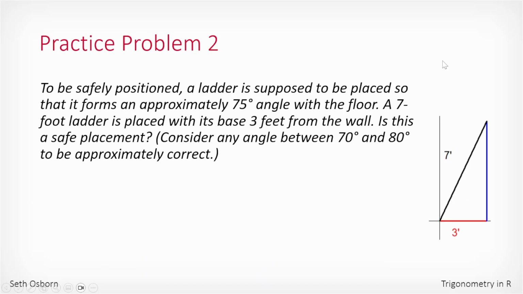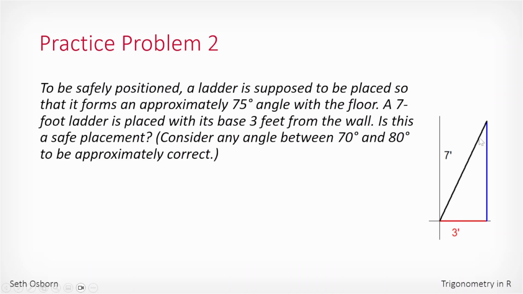All right, let's do one more problem. This is actually going to be easier. And you know what? You're about to learn some real life knowledge. This is absolutely true. This will be useful for someone who needs to place ladders for your job. So to place a ladder safely, it's supposed to be positioned so that the angle formed by the ladder and the ground is 75 degrees approximately.